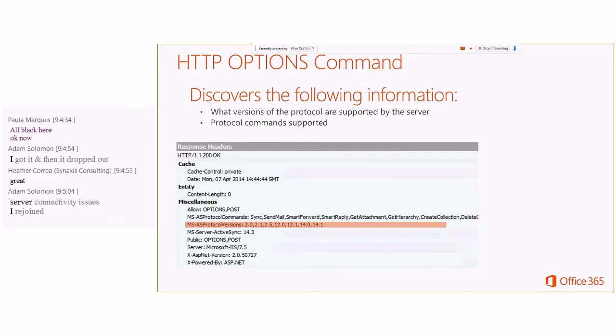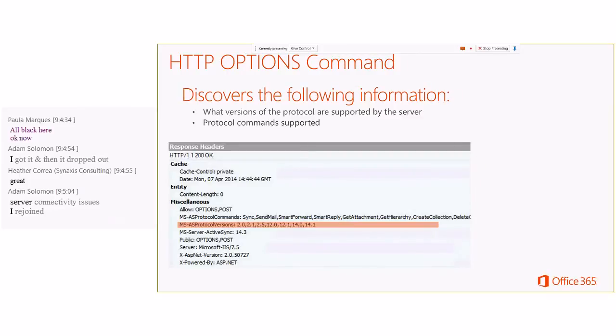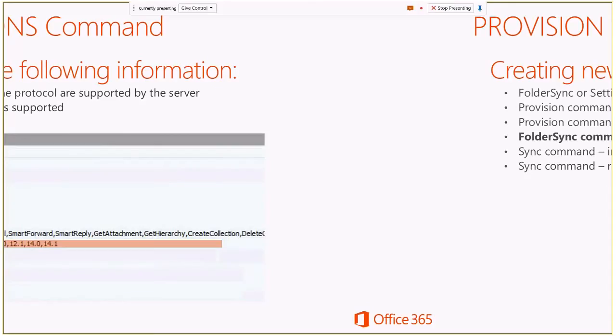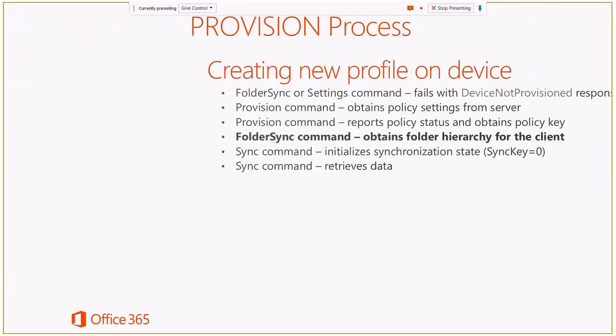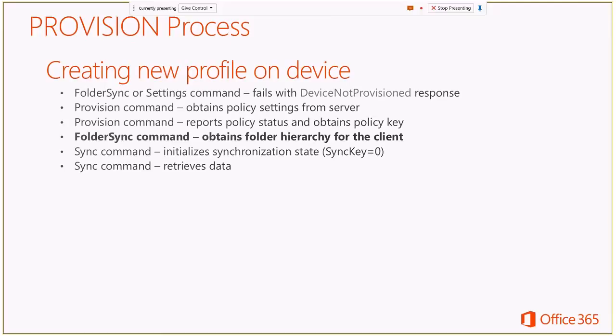Once the client has negotiated the version of the protocol, when you're first setting up the device, it needs to provision and create the profile. Creating the profile entails 6 different commands being sent by the device. The first is either a folder sync or a settings command, and that command will always fail with the device not provisioned response. Then the client will send the provision command, and the first provision command gets the policy settings from the server. So any ActiveSync mailbox policy settings that have been configured server side are then sent to the client, and in the second provision command sent by the client, it reports the policy status, whether or not it was able to implement those policies. In that response, it will also obtain a permanent policy key from Exchange.